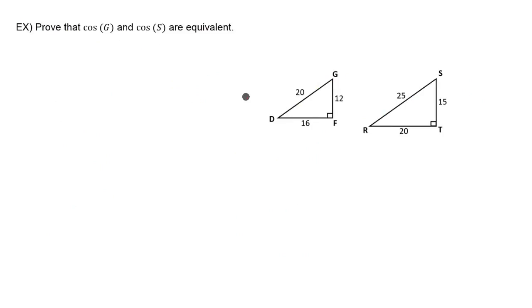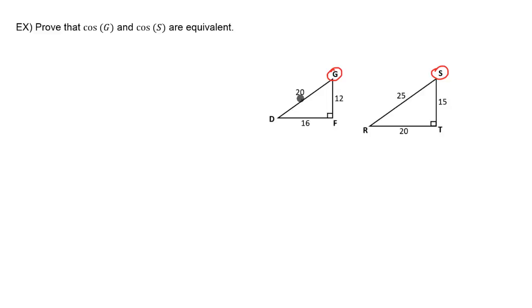Alright, on to this next question. Let's roll with the whole similarity thing. We have two triangles here, right? We're trying to prove if cosine of G, so G is right here, is going to be equivalent to cosine of S, this one right here. So it almost looks like those two angles match up, right? And it's also nice that we have all the sides of each triangle. So maybe let's see if all of the corresponding sides are in proportion.